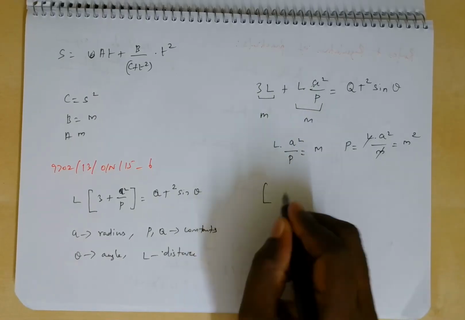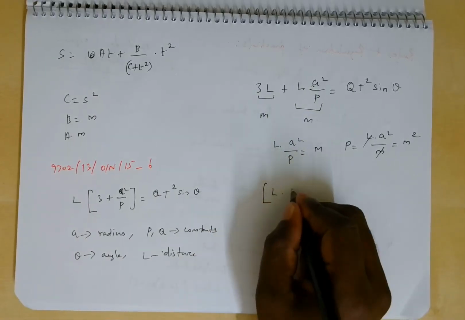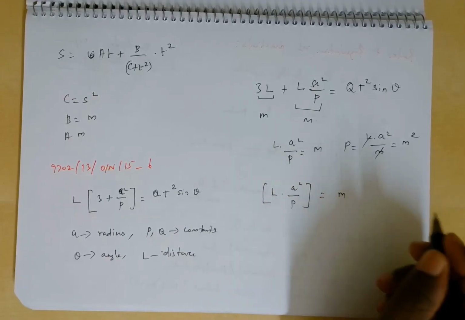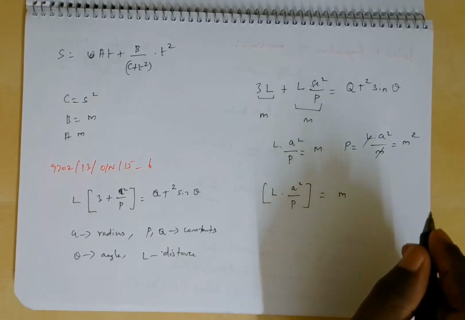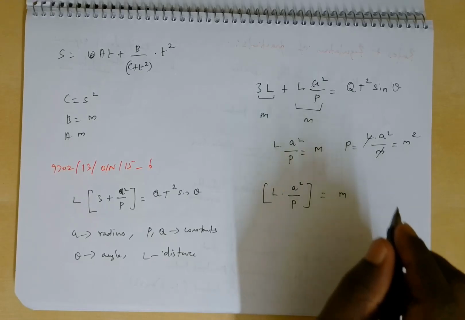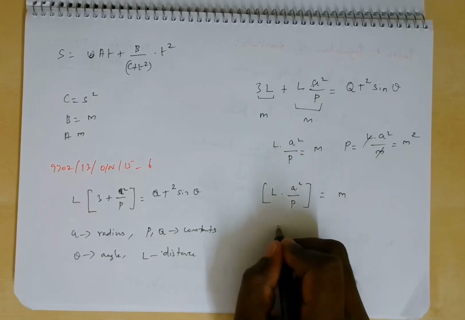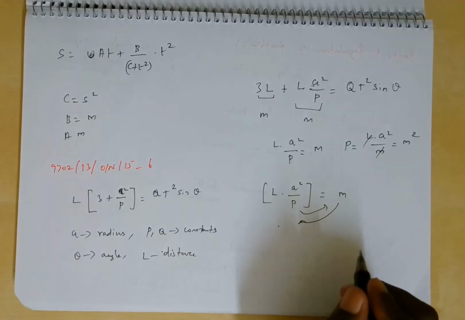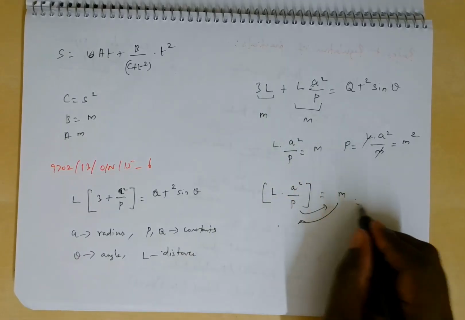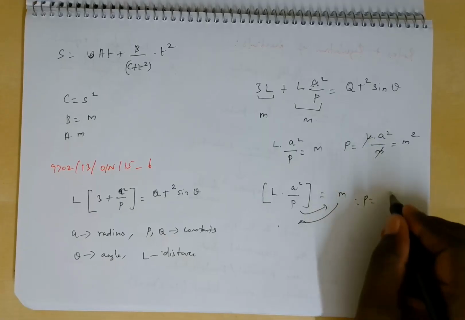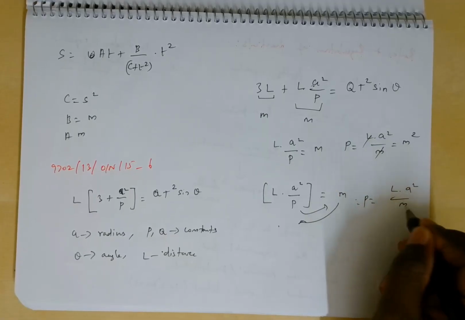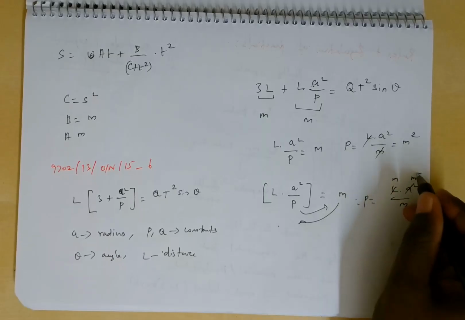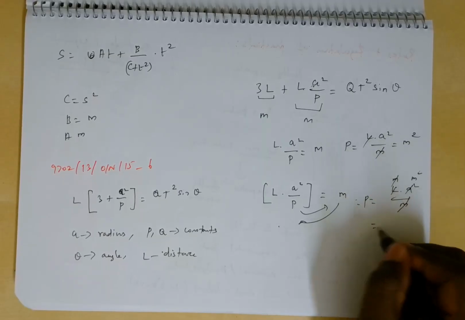So remember, we are working like this. L into a square divided by P, the whole thing should have meter. If you just want P, you should move this P to one side and meter to the other side, right? So you will get P is equal to L into a square divided by meter. So length is also meter, a square is meter square. So you'll get meters.